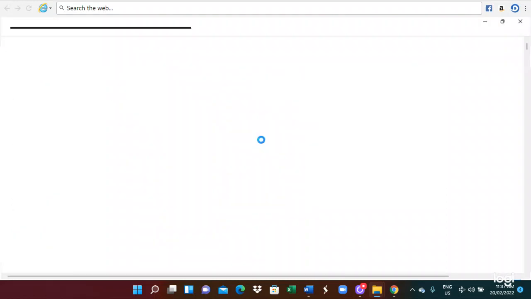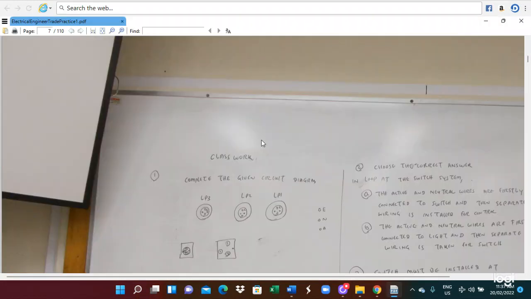So the last time we finished page 32, and now we finish page 33. This is for the higher level electrical trade practice.